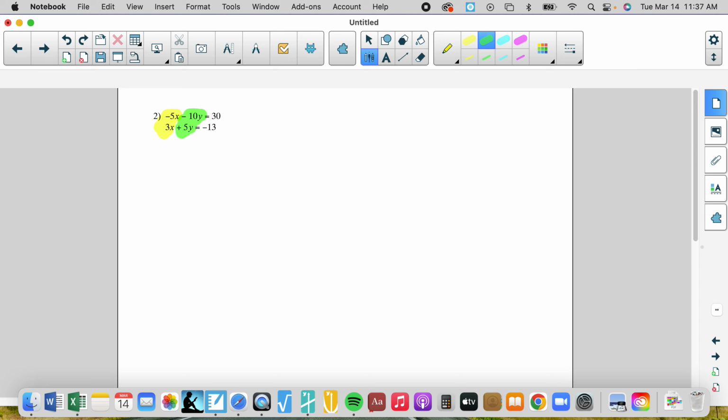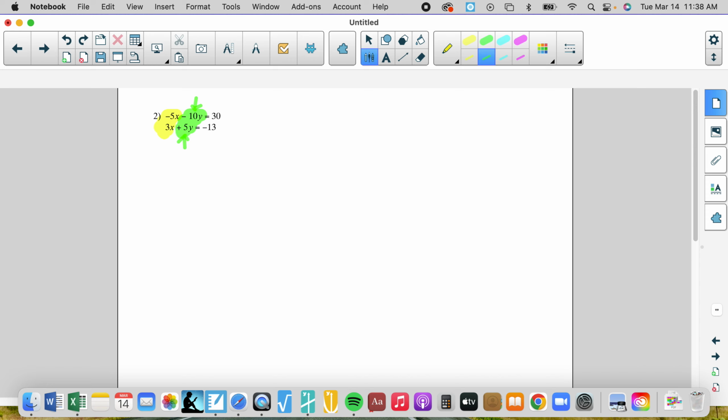So which one do I want to choose? Can I multiply 3 by a value to get the opposite of my top one? No, 3 times nothing gives me 5. So I'm probably not going to cancel out the x's. If I look at my y's, I have -10 and +5. Ah, yes, they're multiples of each other.